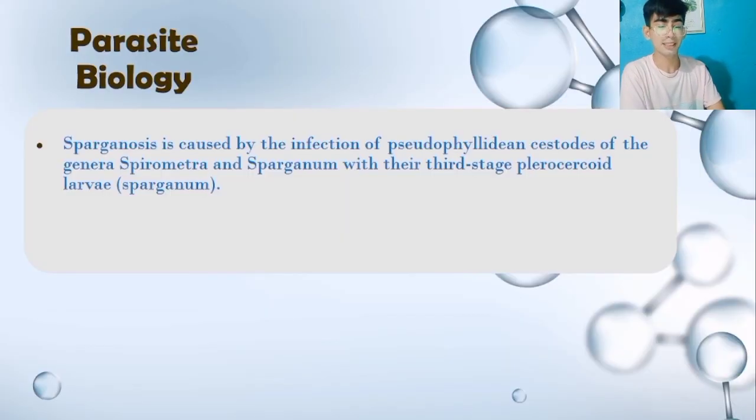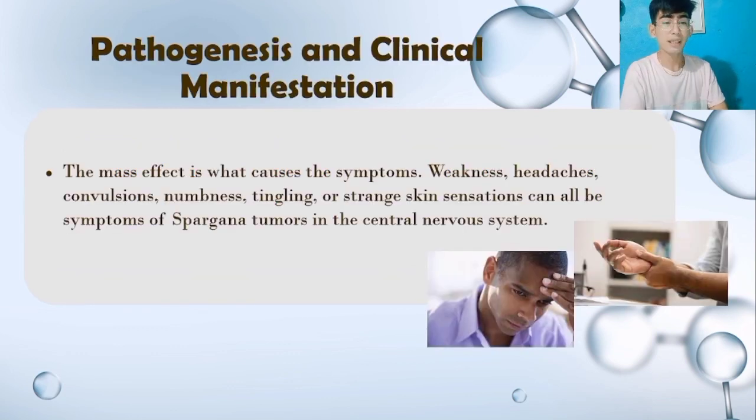Sparganosis. Parasite biology. Sparganosis is caused by infection with a pseudophyllidean cestode of the genera Spirometra and Sparganum in their third stage plerocercoid larvae, or sparganum. Pathogenesis and clinical manifestation. The mass effect is what causes the symptoms. Weakness, headaches, convulsions, numbness, tingling, or strange skin sensations can all be symptoms of sparganum tumors in the central nervous system.